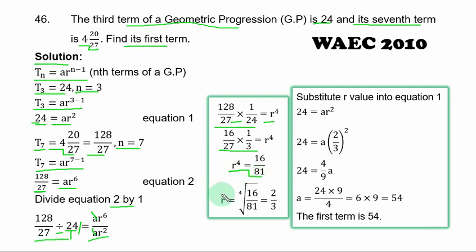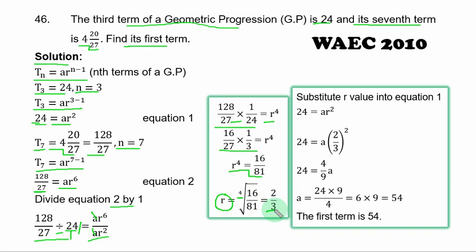To get r, you take the fourth root of both sides. You can see the 4 there. This means the fourth root of 16 over 81, and that is 2 over 3.